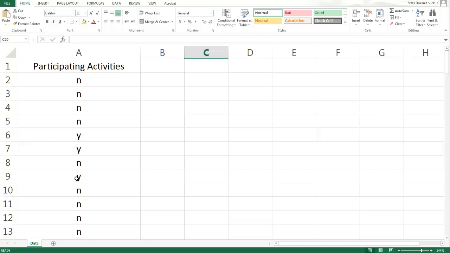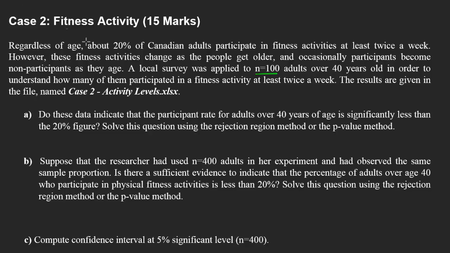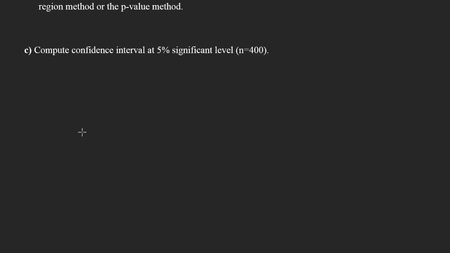Every one of the Y's means that yes, they are. Every one of the no's means no, they're not. And they want to know if the number of yeses is significantly less than 20%. So what we're trying to figure out here is this: is the proportion in the population less than 0.20?